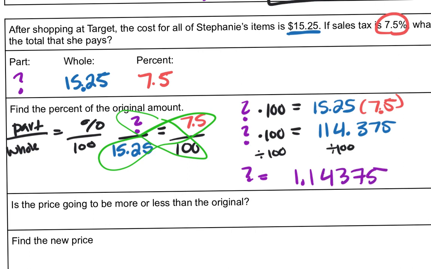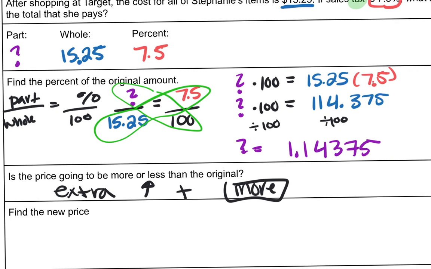1.14375. In this example, we are talking about tax. So tax is extra money. The price is going to go up, so I'm going to add, and it's going to be more than the original amount. So to find the new price, I take the starting price plus the tax amount.